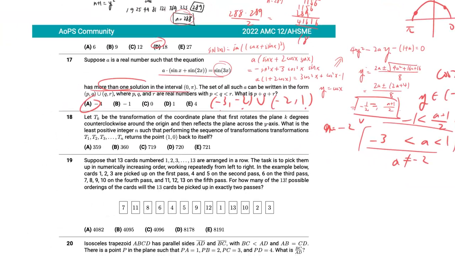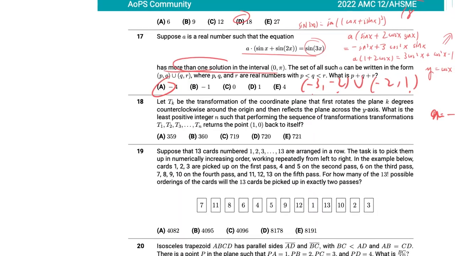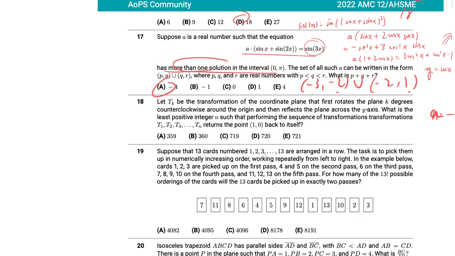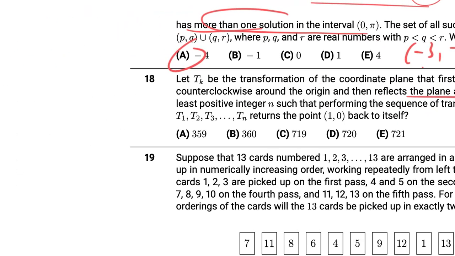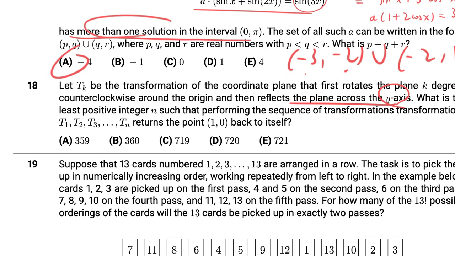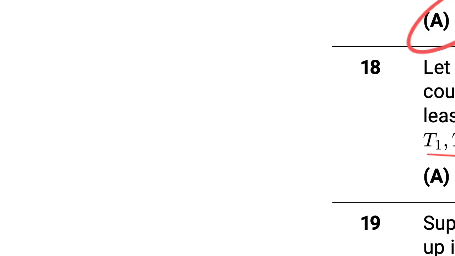Right. Okay. Transformation in the coordinate plane, rotating k degrees, and then reflecting it across the y-axis. So one good thing to do here is just to simulate this, or to look at what this would look like. So for an n, we would keep increasing our index until we get back to 1, 0. Okay, so let's just see what happens.